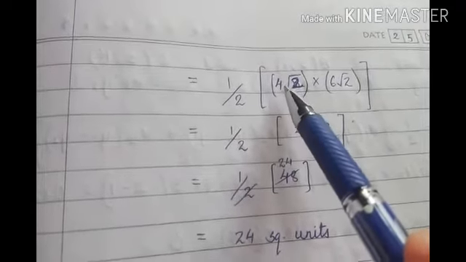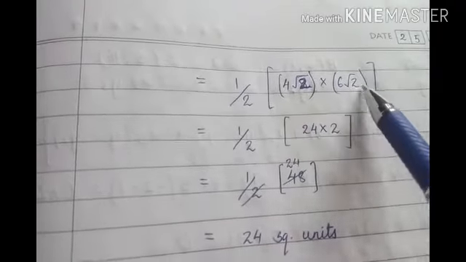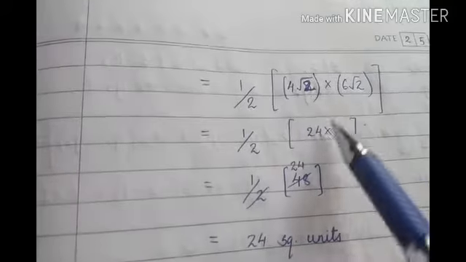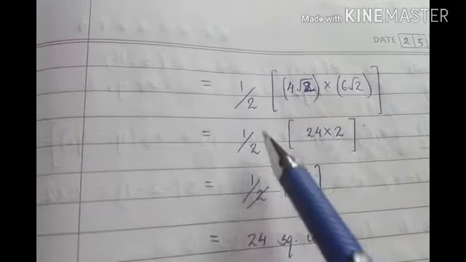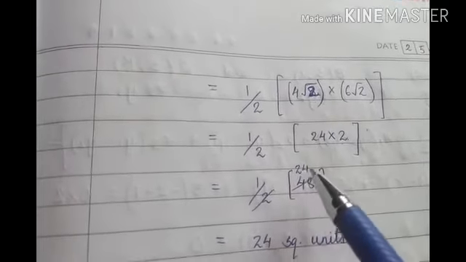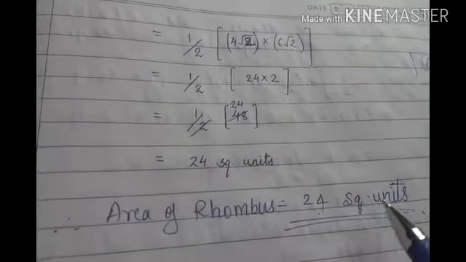So how to do it? In 9th standard you had learned, right? 4 into 6 is 24. Root 2 into root 2 is root 4, but root 4 is 2. So 4 into 6 is 24, root 2 into root 2 is 2. So half into 48, 24 twos are 48. So you get 24. So area of rhombus is equal to 24 square units.